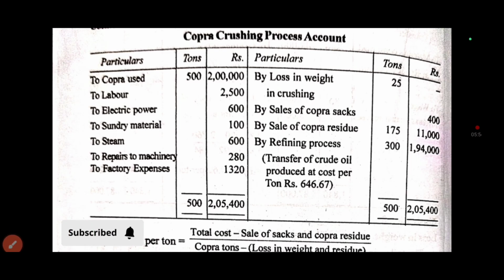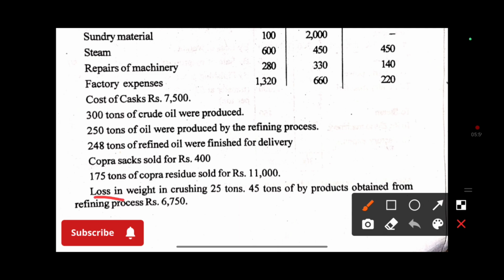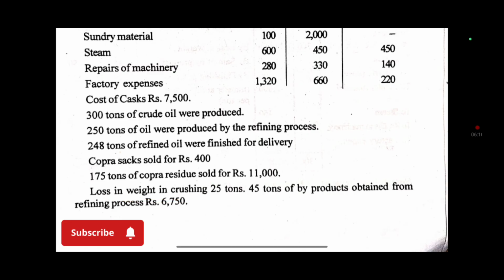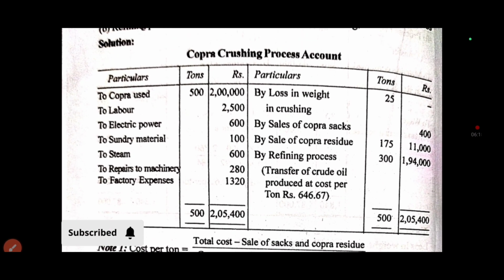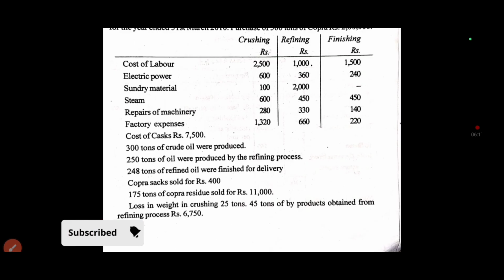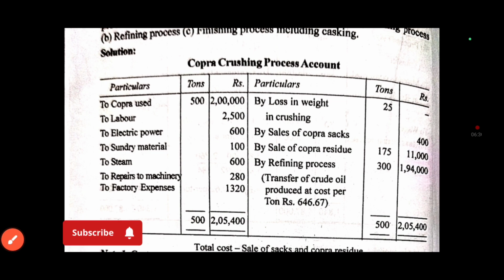Then let's come back to the question. Listen to what they have given here. Listen to the question carefully. Loss in weight in crushing 25 tons. Crushing means now we are preparing the copra crushing process, right? So the loss in weight in crushing, 25 tons, will appear on the credit side of the copra crushing process. How can you find out? They clearly say crushing. Loss in weight in crushing 25 tons, so that crushing belongs to the copra crushing process.